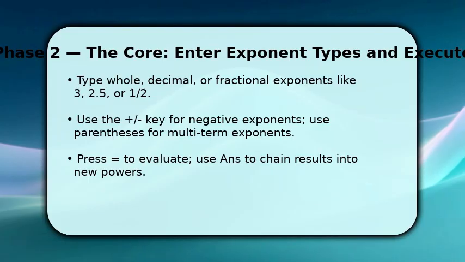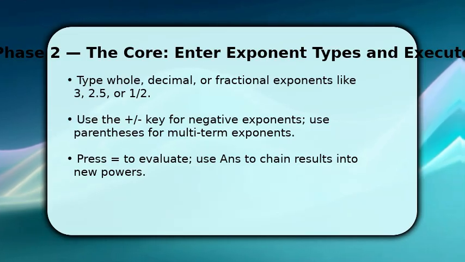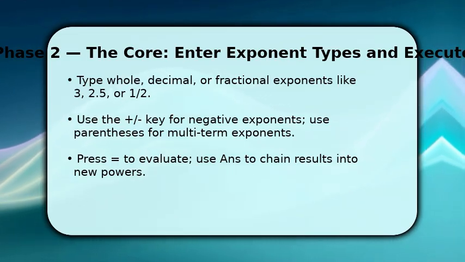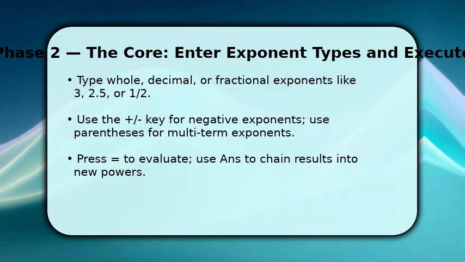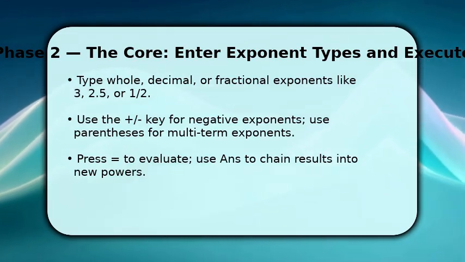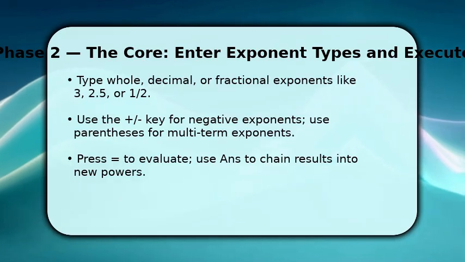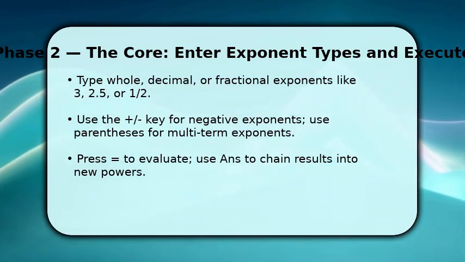You now enter the exponent itself. Put in whole numbers, decimals such as 2.5, or fractional exponents like 1/2 for a square root. If you need a negative exponent, tap the +/- key before finishing, and when the exponent includes expressions, wrap them in parentheses to preserve order. After entering the exponent, press equals to compute.